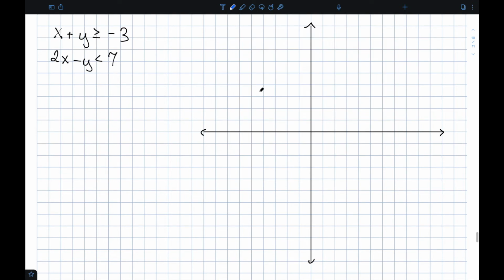Next, let's look at the system x plus y is greater than or equal to minus 3 and 2x minus y is less than 7. For my first inequality, I'm going to subtract x from both sides to get y is greater than or equal to negative x minus 3. This tells me that my y-intercept is minus 3 and my slope is minus 1, so I should go down 1 and over 1. And since this is a greater than or equal to, I can use a solid line. I need y greater than or equal to, so I need the y values above this line. So I'm just going to draw these little arrows to indicate that I should be shading on this side of the line.